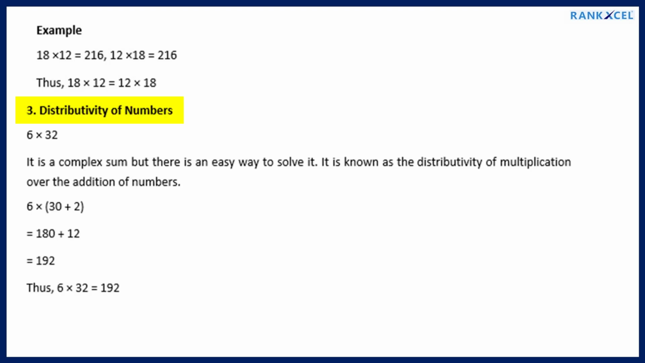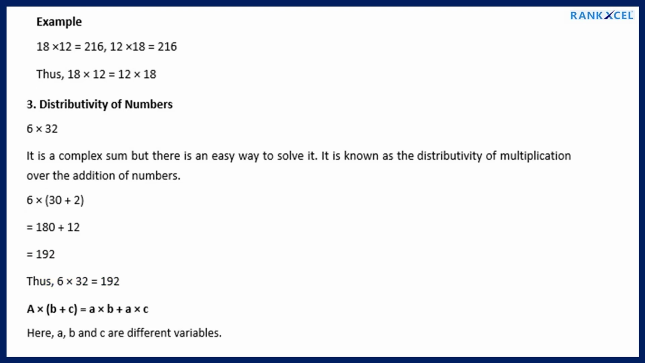3. Distributivity of numbers. 6 times 32. It is a complex sum, but there is an easy way to solve it. It is known as the distributivity of multiplication over addition of numbers. 6 times (30 plus 2) equals 180 plus 12 equals 192. Thus, 6 times 32 equals 192. A times (B plus C) equals A times B plus A times C. Here, A, B and C are different variables.